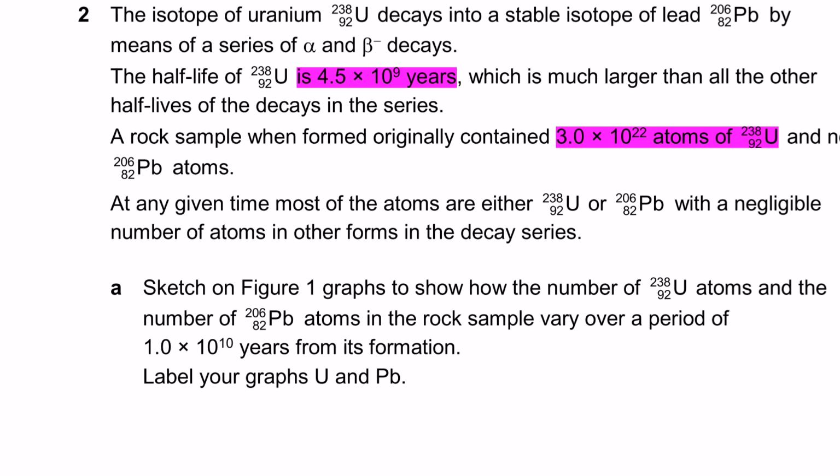Effectively, what they've said there, and this will become clear when we do the graph, is the uranium is transferred into plutonium. So as uranium decreases, plutonium will increase. If all your uraniums are being turned into plutonium, as one's going to decrease, the other's going to increase. Sketch on figure 1 graphs to show how the number of uranium-238 compares to the number of plutonium-206 over a period of 1 to 10 years. Label your graphs U and Pb.